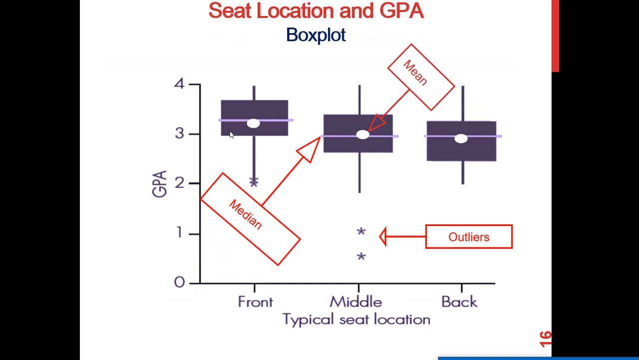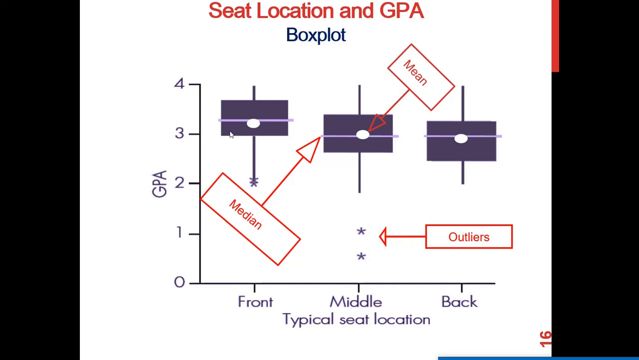Now, another important graph is the box plot. So what is a box plot? Here is an interesting example. Suppose we ask students what their GPA, grade point average, is. Again, this data is from the US, so the scale is 0 to 4.